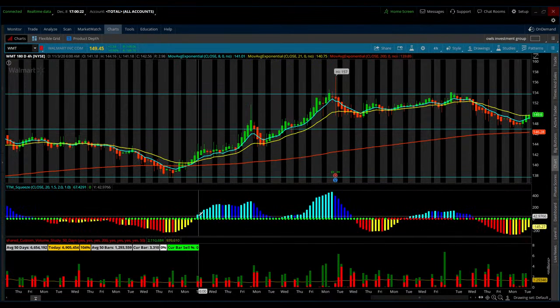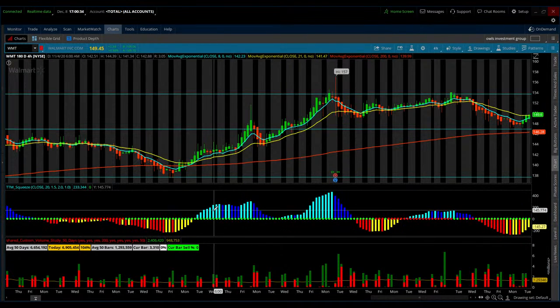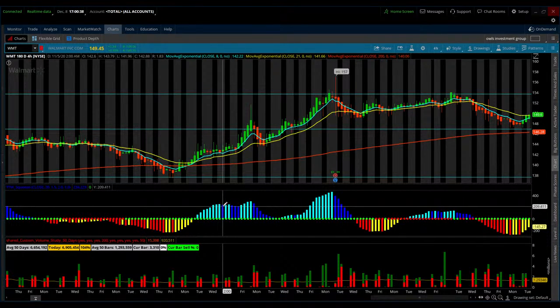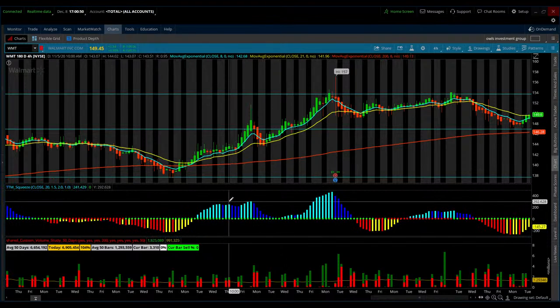Now, light blue bars mean bullish momentum is increasing, right? So right here, this is good. TTM has fired long. Light blue bars have shown up. Darker blue bars mean bullish momentum has decreased, but it doesn't mean the stock is going to go down, right? And this is just one indicator that you're using, okay?